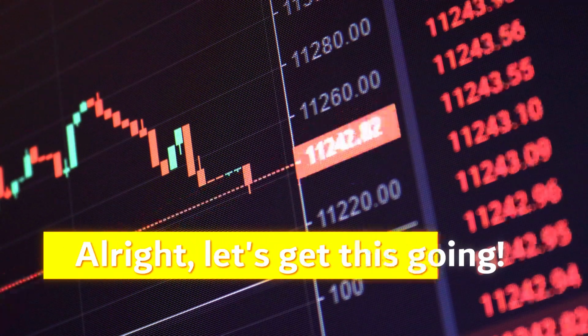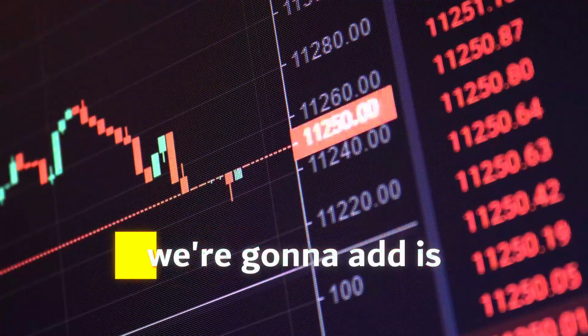Alright, let's get this thing going. The first trading tool we're gonna add is something called Swing Arm ATR Trend Indicator. I know, bit of a mouthful, but sometimes people just call it Black Flag FTS. Same indicator, just a shorter name.